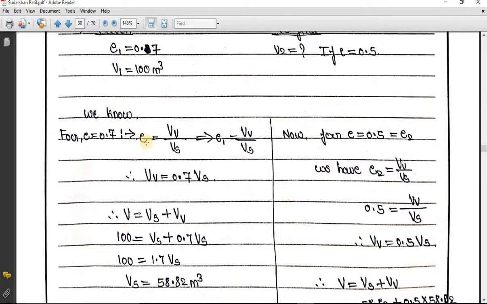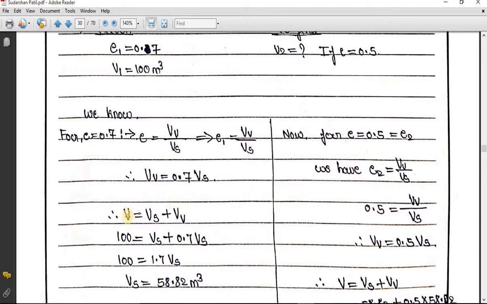I know that E is equal to volume of voids divided by volume of soil solids. Here they have neither given volume of voids nor volume of soil solids. So I will try to establish the relation between VV and VS. If I put E equal to 0.7 in the first case, VV will be equal to 0.7 times VS. So this is the relation which I am going to use.